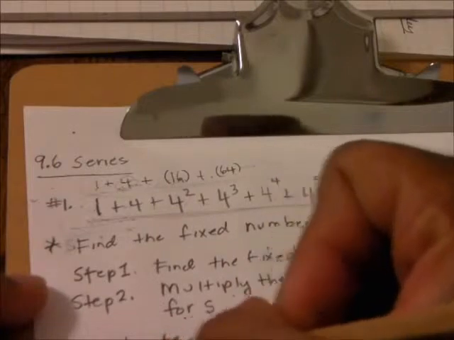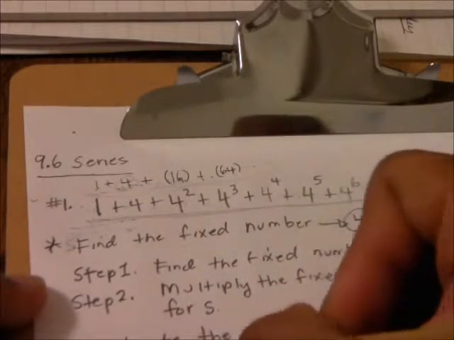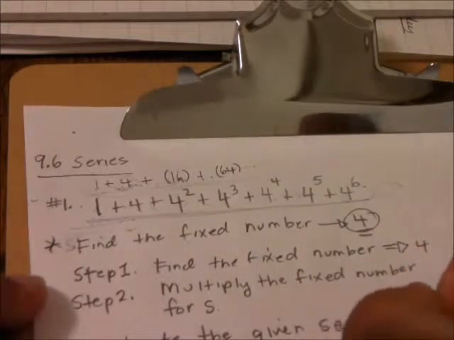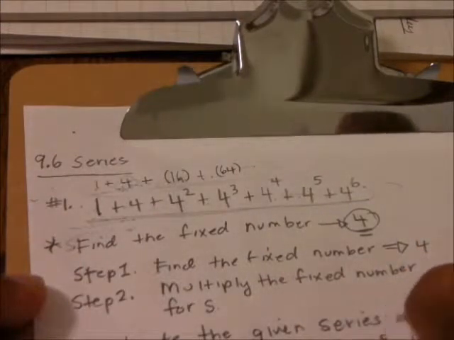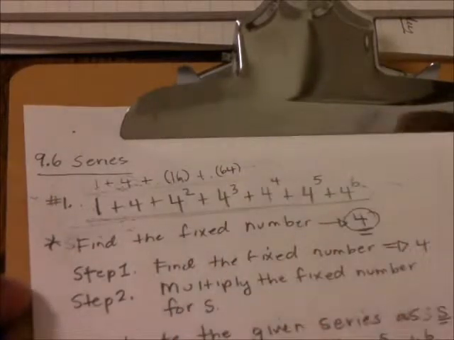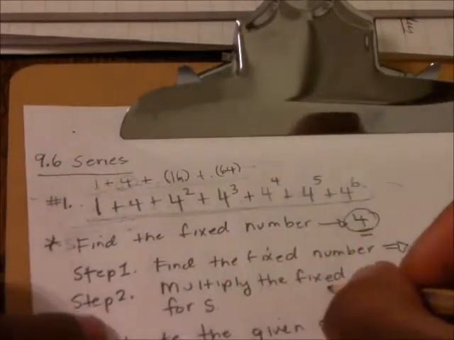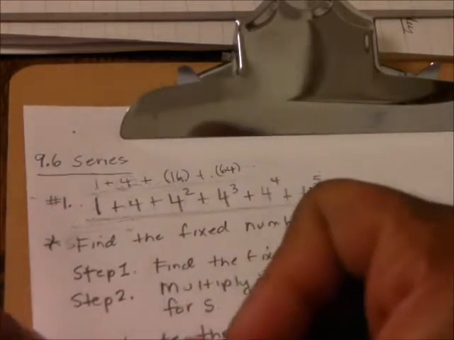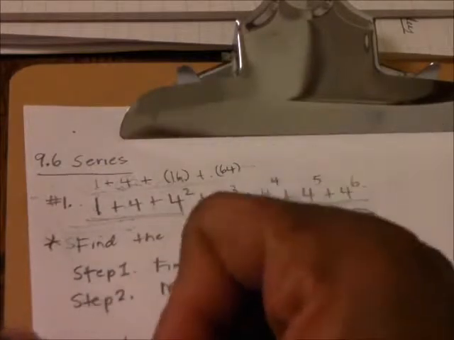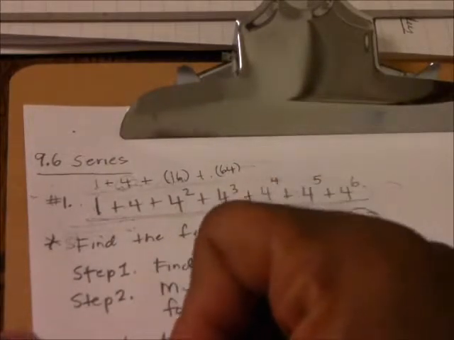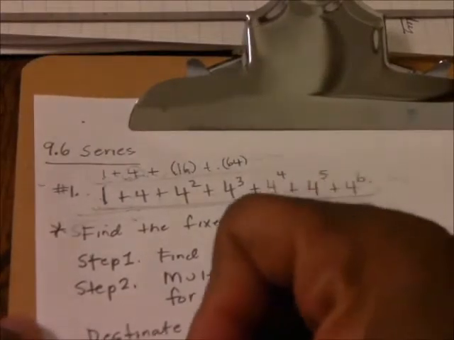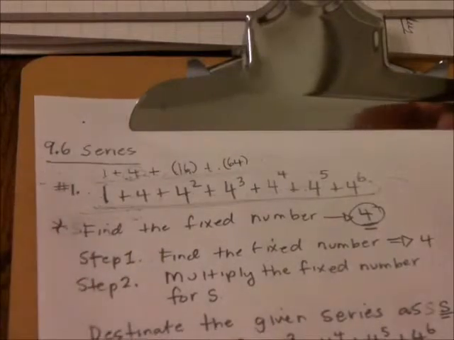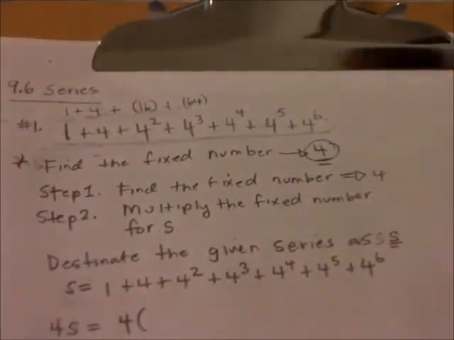1 plus 4 plus 4 to the second plus 4 to the third plus 4 to the fourth plus 4 to the fifth plus 4 to the sixth. So this is your given S. Now back to step 2, multiply the fixed number by S. So we're going to take this and multiply it by 4, which is 4S. All we're doing is multiplying 4 by the given series that we started out with.